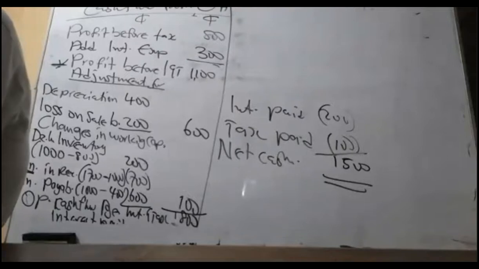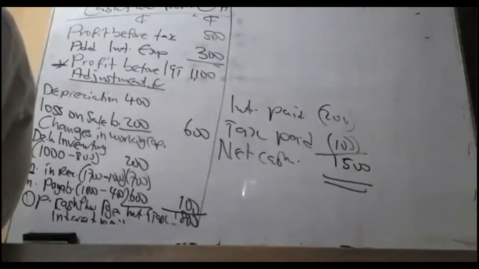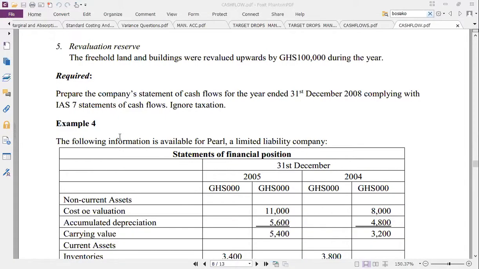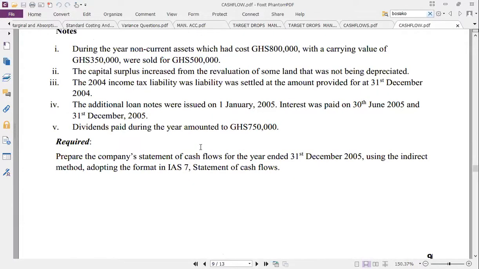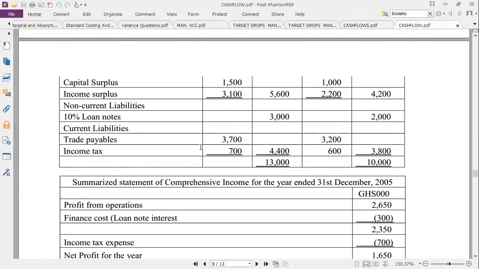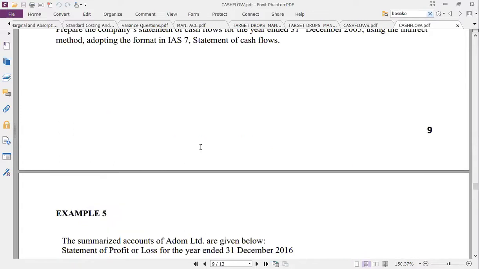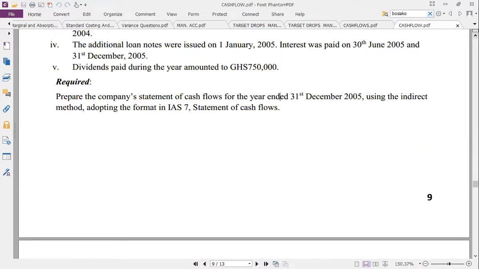Great. So now let's get back to what? Full exam illustration question. So let's go to this question. Example 4, Pearl Limited. Pearl Limited. Pearl. Okay, let's go straight and read the requirements. The requirement says that, where's the requirement? It's just at the bottom. Okay, it's here.